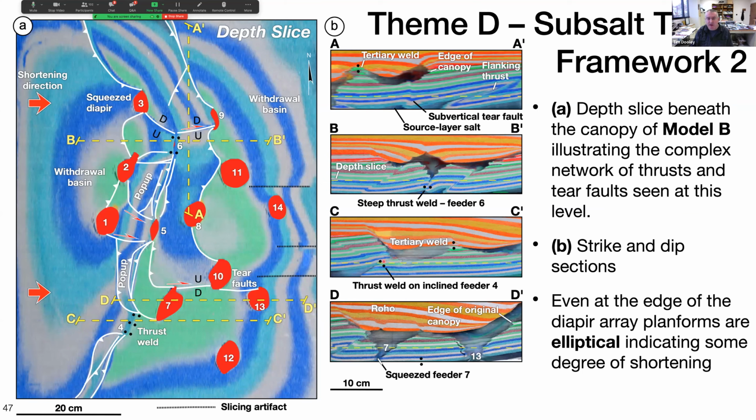And then if you have a look at C prime, we happen to have an inclined thrust weld here and tertiary welding, and then again the D prime we have a squeezed but open feeder system here, and an open feeder system here.